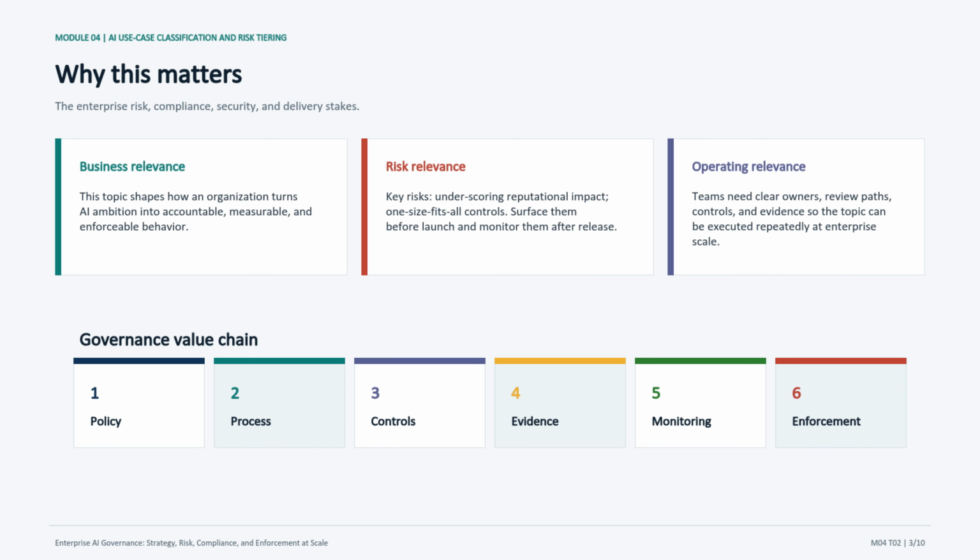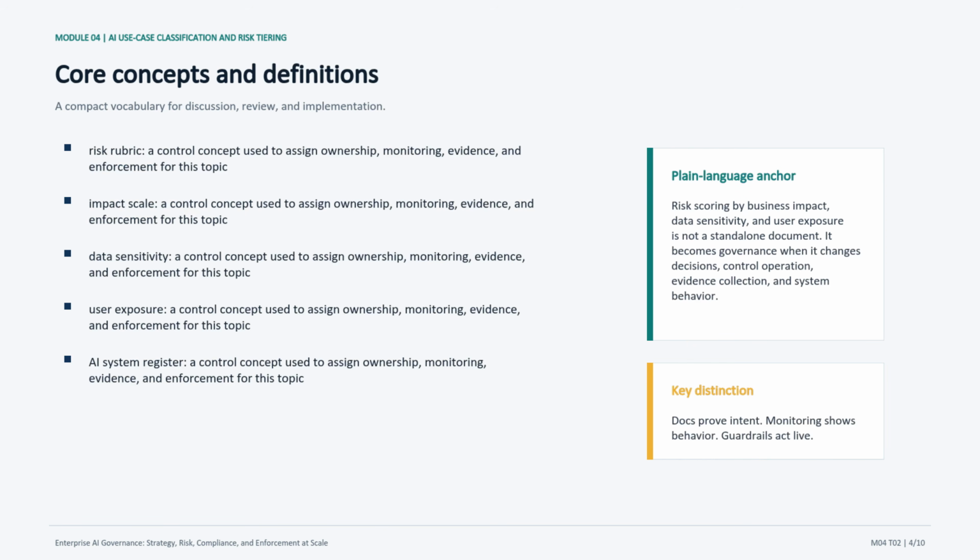The value chain along the bottom is the through line for the rest of the deck. Policy becomes process, process becomes controls, controls create evidence, monitoring detects change, and enforcement acts when the system is live. Once learners see why the topic matters, the next step is to give them a vocabulary they can use in a review meeting or implementation workshop. Here, I would slow down and make sure the class has shared language.